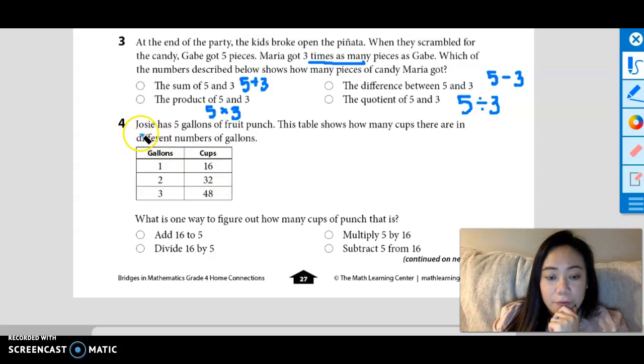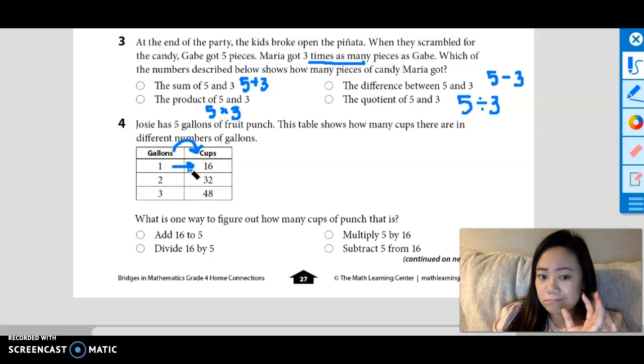All right, number 4. Josie has 5 gallons of fruit punch. This table shows how many cups there are in different numbers of gallons. It's a ratio table. I love ratio tables. What is one way to figure out how many cups of punch that is? So it's asking what is the relationship from gallons to cups? Wait, I'm so good with these things. We did them in ratio tables. So how did 1 get to 16? And ratio tables are always multiplication or division.